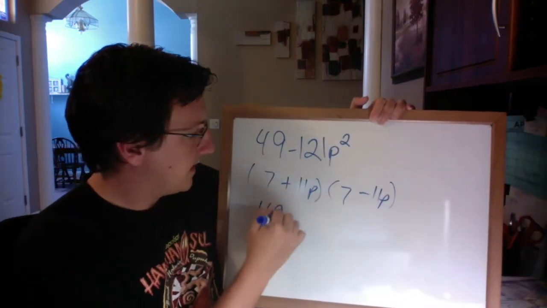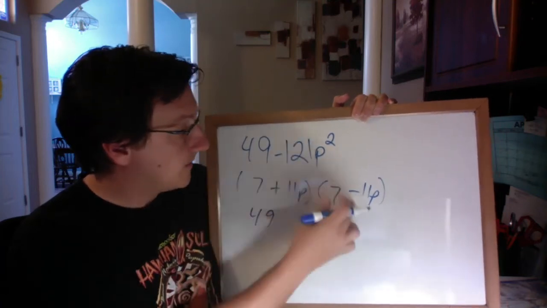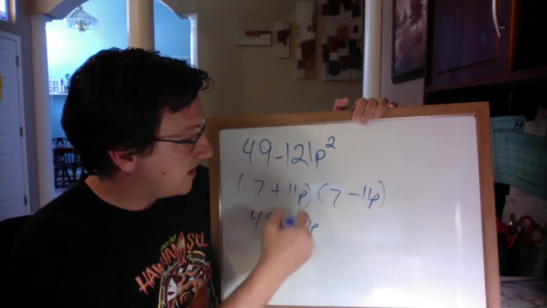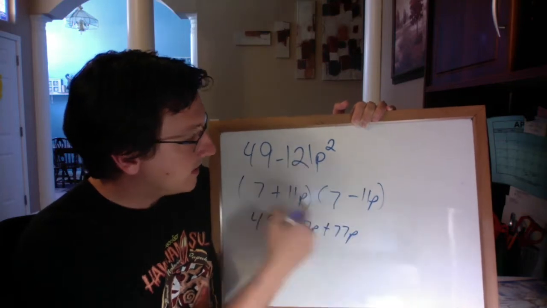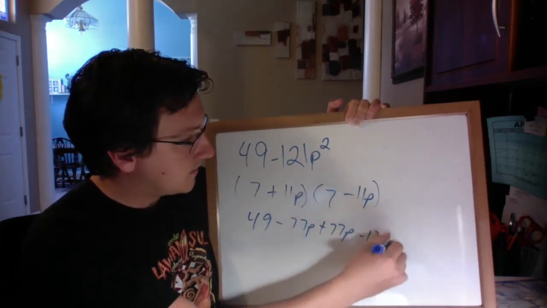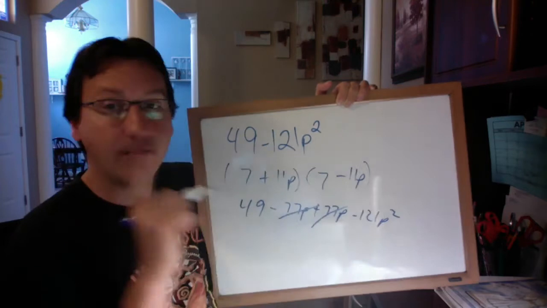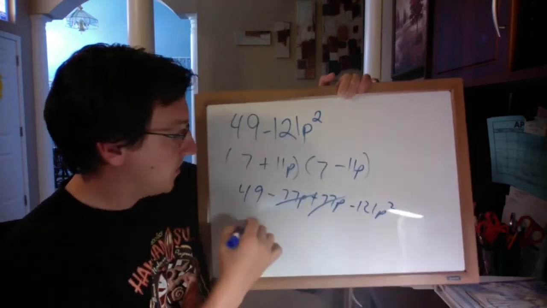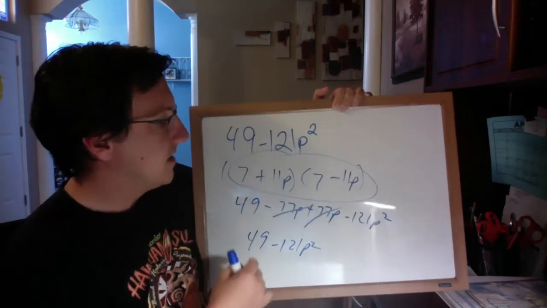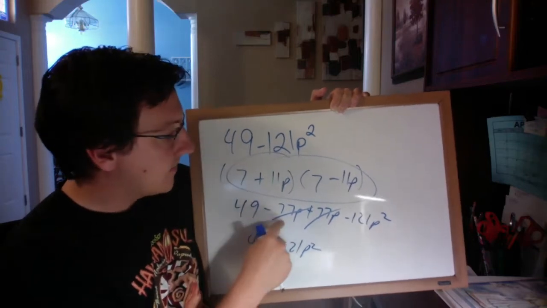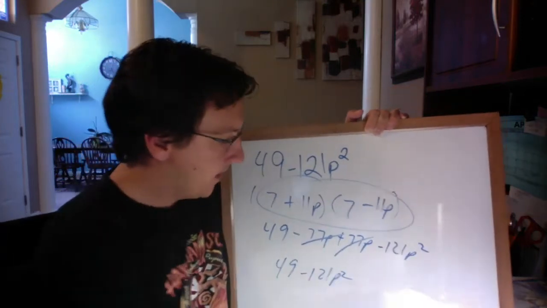7 times 7 is 49. Now this is another reason why it's a special product and why it's pretty cool, because 7 times negative 11p is negative 77p, and then positive 11p times 7 is positive 77p, and then 11p times negative 11p is negative 121p squared. And so what you'll notice is these cancel out. When I combine these like terms, they cancel out. That will be the case for every single one of these type of problems. So 49 minus 121p squared, so that is correct. Again, when you check it, you will notice that these will cancel out every time. That's why there's only 2 terms there. Okay, so bam, there's your answer.